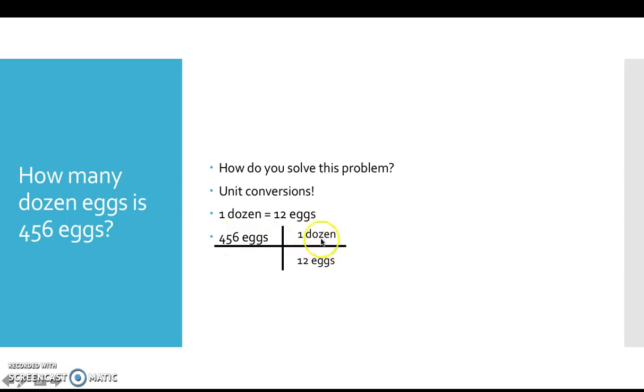Now, if we think of this like a fraction, in math, if we have something on the top and something on the bottom, those units cancel out. So I've canceled out my eggs units, and once I do this math, I'm going to be left with a dozen. The vertical line here means that I'm going to multiply. The horizontal line means I'm going to divide. So I'm going to take 456 times 1, divide it by 12, and that equals 38. So 456 eggs equals 38 dozen eggs.